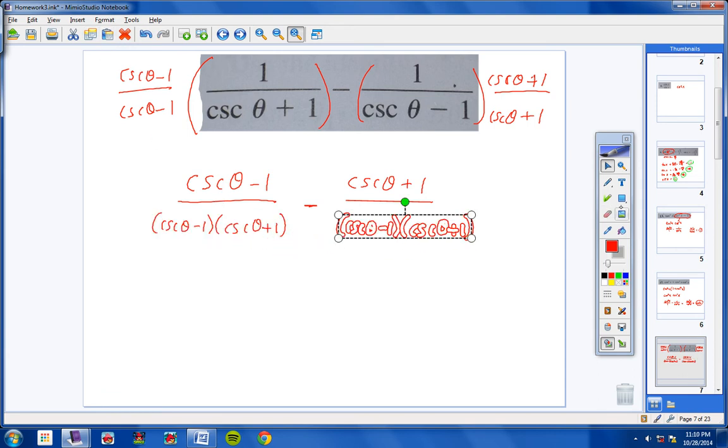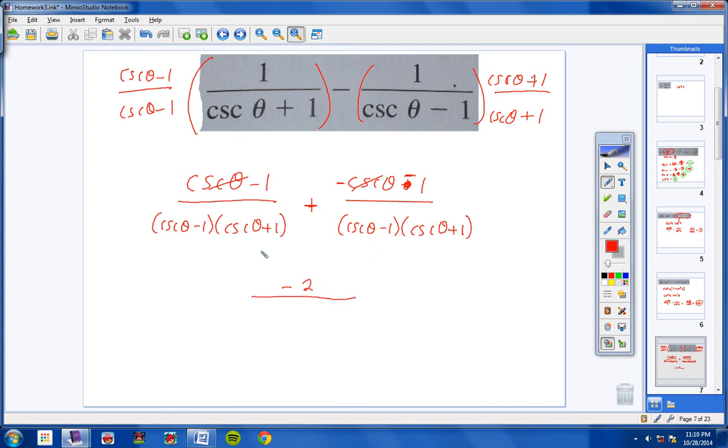Alright, and we'll get that right there. Okay? Now, let's see what we have here. We have cosecant theta minus 1 minus this whole expression. So really, this is going to become negative, and this is going to become negative, and we'll make this a plus sign. So we have cosecant minus cosecant. They cancel out. We have negative 1 plus negative 1, so negative 2 over.